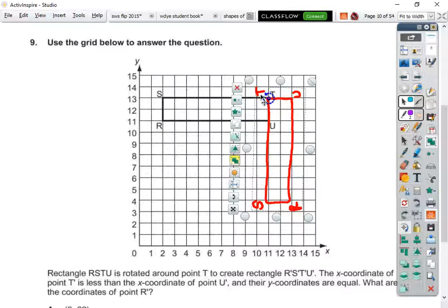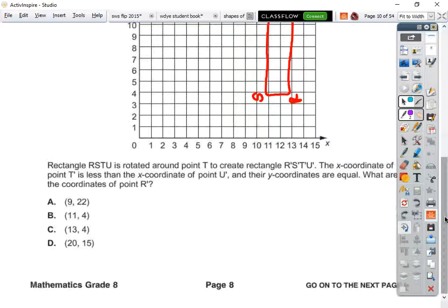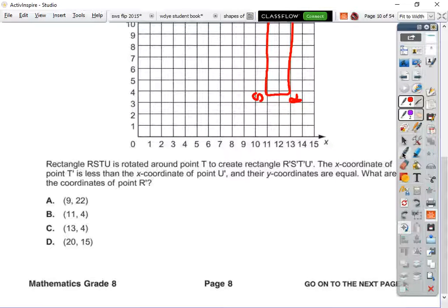What are the coordinates of point R prime? Well, it is 13, 4. So is 13, 4 an option? It is. It's C. And so we're good.